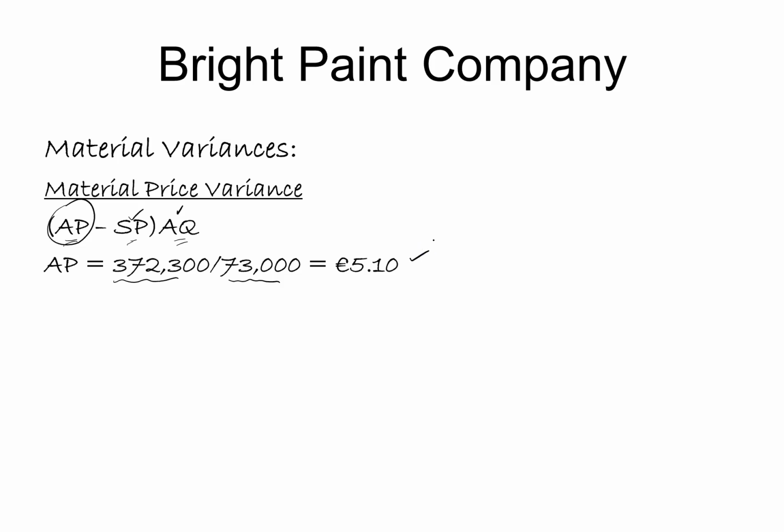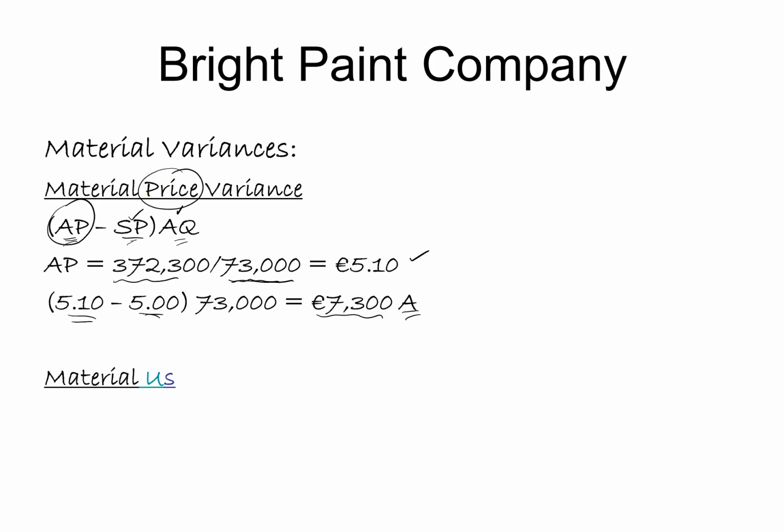So therefore the price variance will be actual price, €5.10, minus the standard price of €5, that's a 10-cent difference, times 73,000 litres. So that will give us a variance of €7,300, and since the actual price is higher than the original standard, it is an adverse variance. So that's the material price variance.